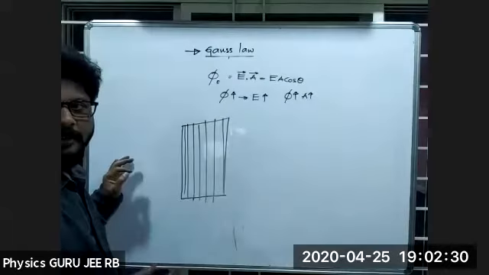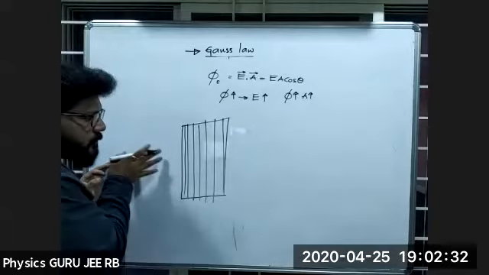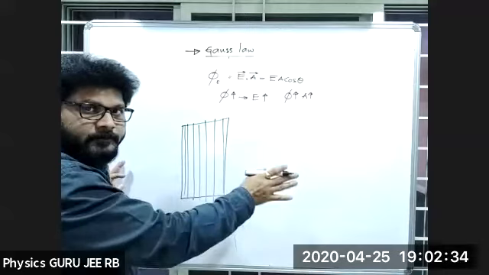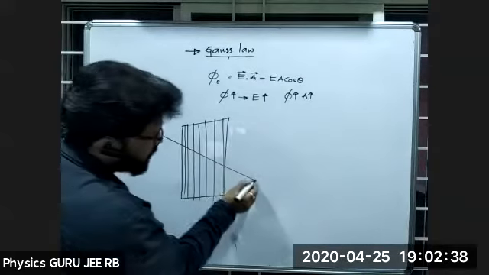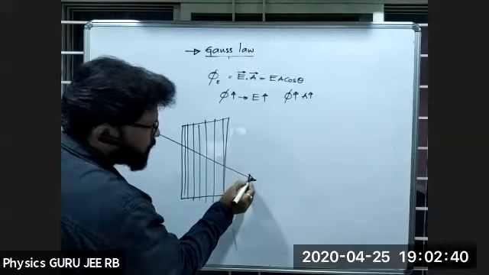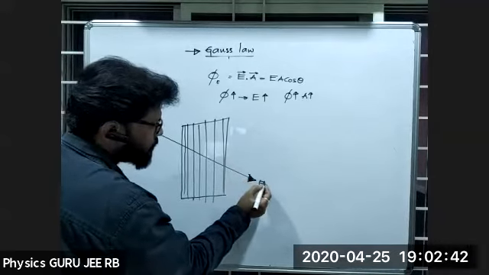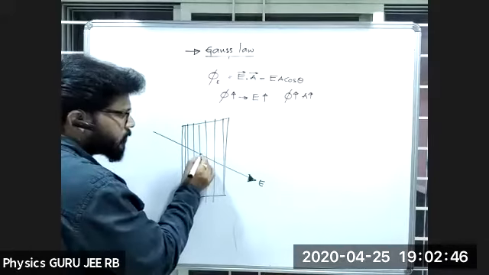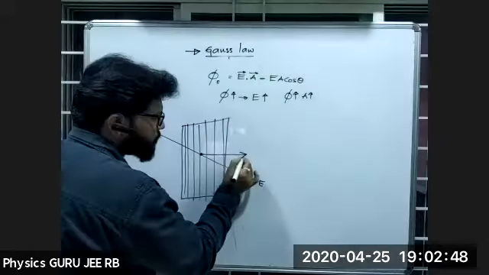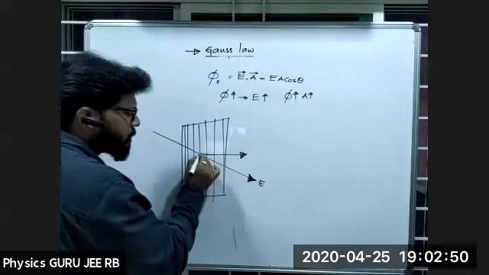Now electric lines of force. Previously they were going straight. So now what I'll do is they're entering like this. This is the direction of electric lines of force. The direction of electric lines of force. At this particular point, if I see, right?